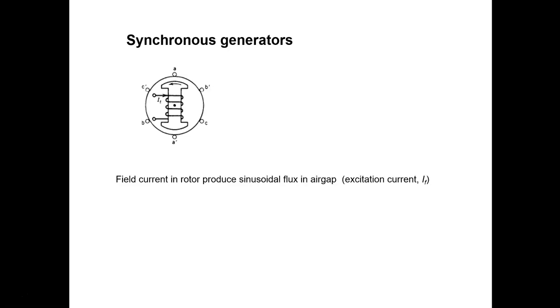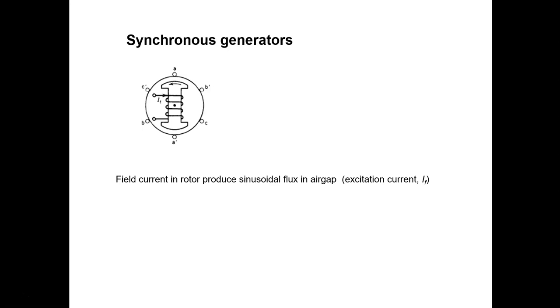Let's focus on the synchronous generators now. This is a simplified diagram of a salient pole synchronous generator. If the field is excited with a DC current, then due to the shape of the pole face, a sinusoidal flux will be produced in the air gap. And since the rotor is rotating, this sinusoidal flux will be rotating in the air gap.